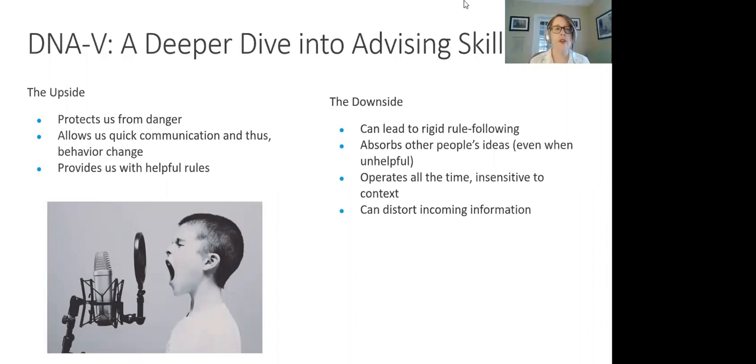Now the upside of this is that it does protect us from danger. That's its goal. It allows really quick communication. We can just listen to it and do what it says. And sometimes it gives us very helpful rules. But it has a downside. Especially in the case of OCD, it can lead to very rigid rule following. I have this intrusive thought, I must do this ritual. That would be a good example. I must avoid this. It absorbs other people's ideas, even when they're unhelpful.